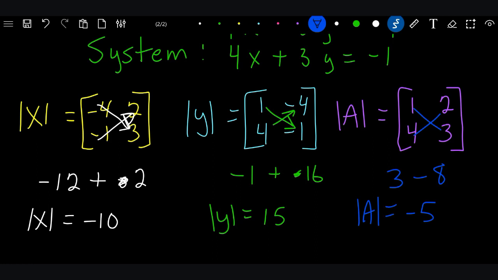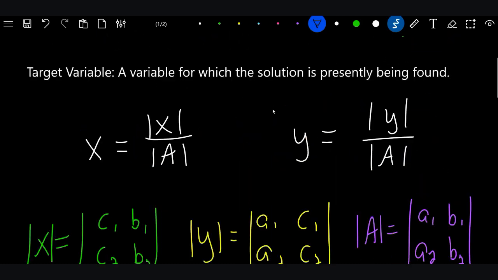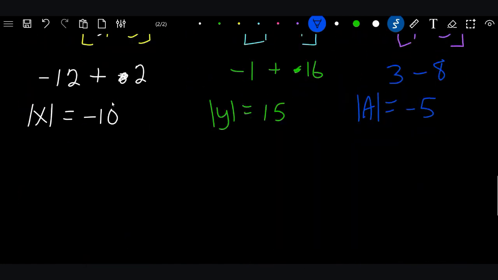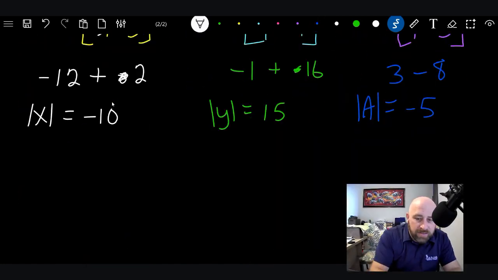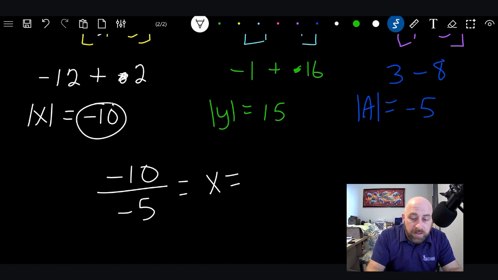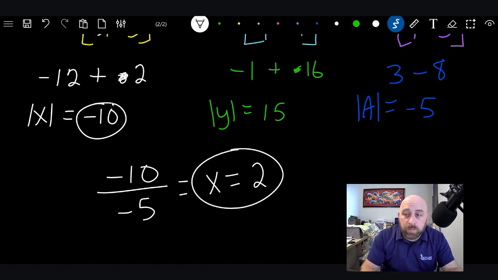Now this is where it gets really easy to solve this. Once you get that determinant done, really in a way you're done. Now you just have to plug it into the last little formula. What's the last little formula? This right here. So what's our x value? The determinant of x over the determinant of A. So it's x, -10, over A, -5. Then you just solve that out, and that's going to give us x equals positive 2.